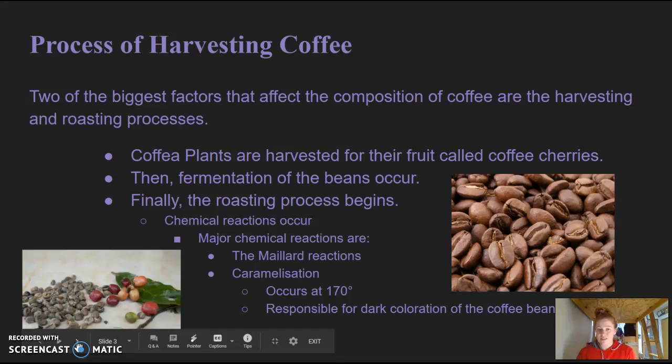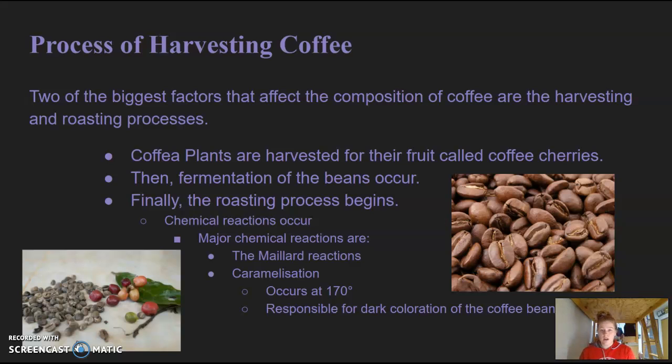The process of harvesting coffee. Two of the biggest factors that affect the composition of coffee are the harvesting and roasting process. Coffea plants are harvested for their fruit called coffee cherries. This then undergoes the process of fermentation, in which the top layer of the coffee cherries is either dried off or removed from the bean, resulting in the green coloration of the bean, and is given the name green beans.